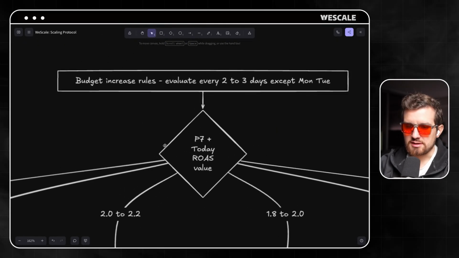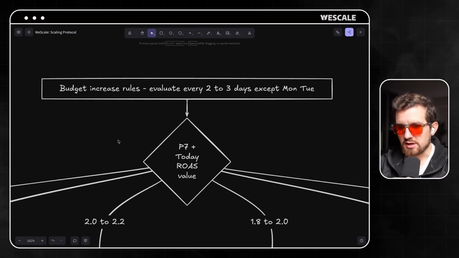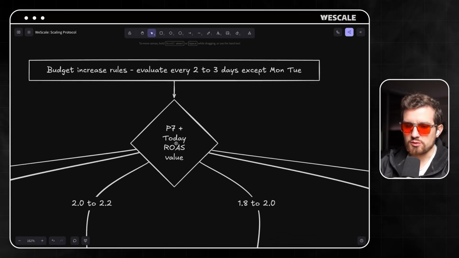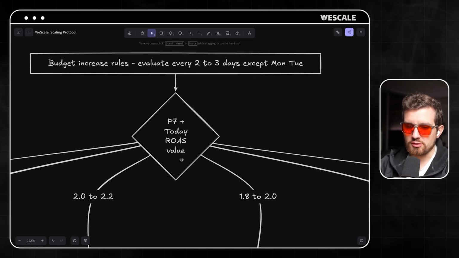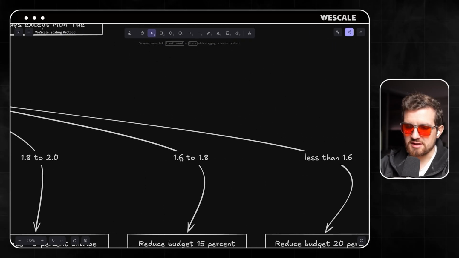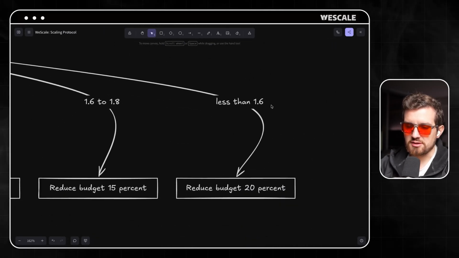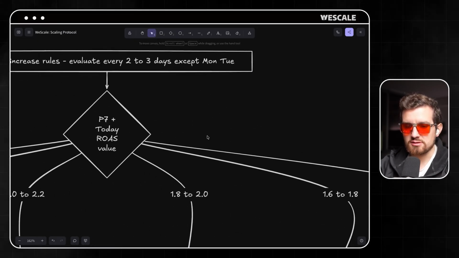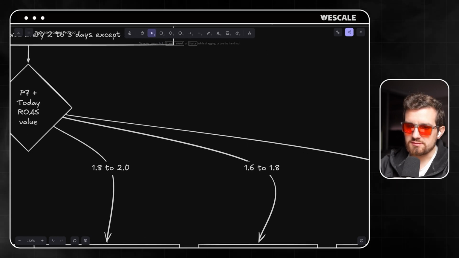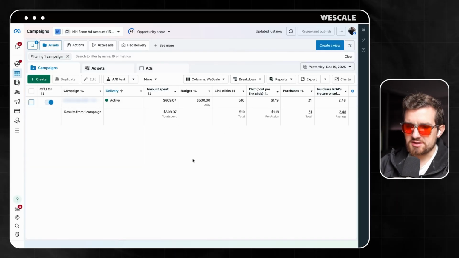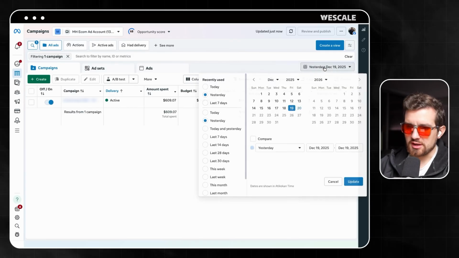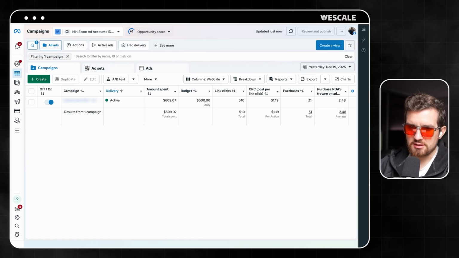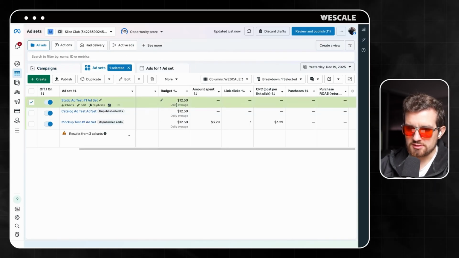Now, here are the budget increase rules, and we evaluate these every 2 to 3 days, except on Mondays and Tuesdays. So we look at the past 7-day total ROAS, and if in the past 7 days it's less than a 1.6, we look at the past 7 days and then today as well. Let's give an example of this. Say we're looking at this campaign and deciding if we should bump it or cut it. You would do this either at the campaign level or the budget level, wherever your budget is set. So, like here, this is where the budget is set.